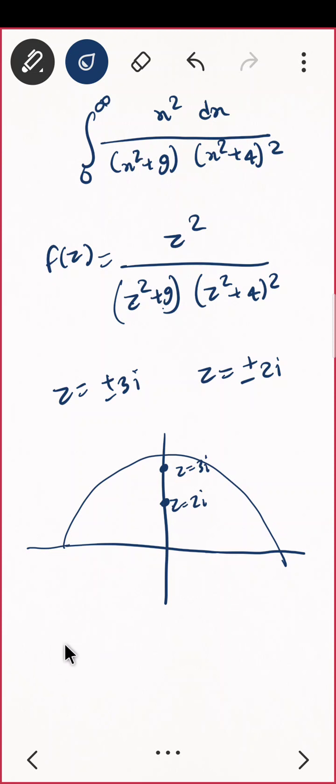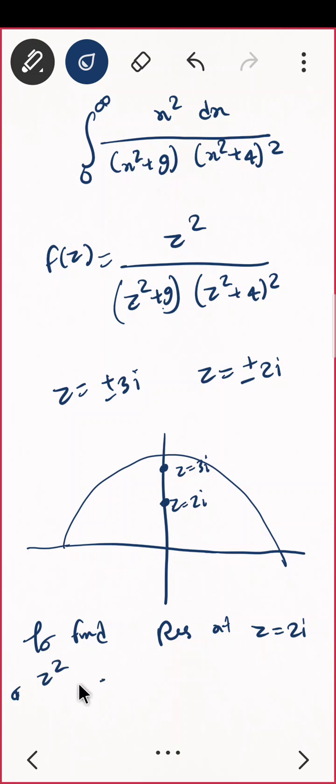To find the residue at z equal to 2i, what will you do? You have to write your function into some form. Do you remember what is that form? That is z square upon z square plus 9 and z square plus 4, the whole square. How should you write this? In the denominator I need z minus 2i, but what is the power? It is power 2. Do you agree?